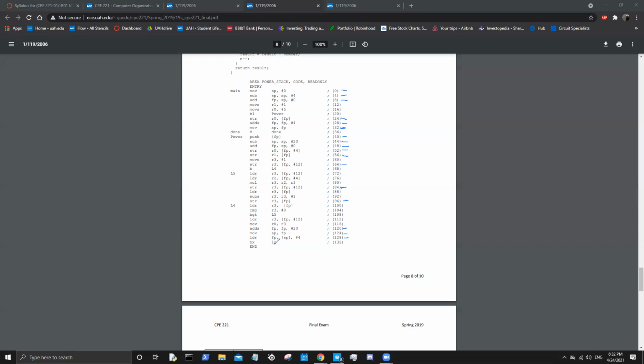BXLR. The LR is known as the link register. What do you think we stored in the link register? We stored that program counter information. We stored line 24's address into the link register. That's what the branch link does.